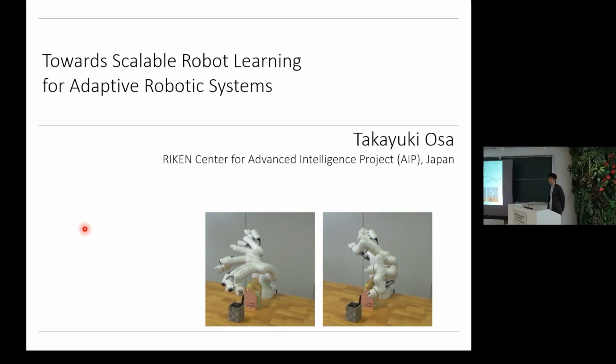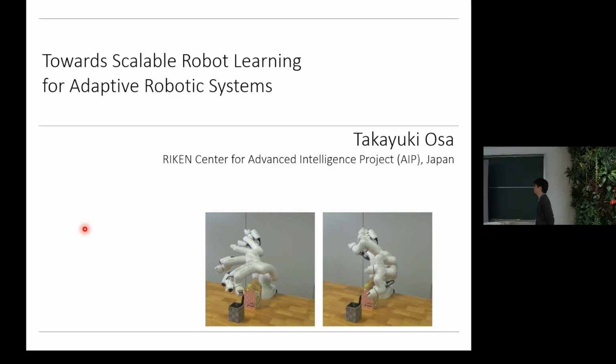Okay, thank you for the introduction. I'm Takayuki, the team director of the robot learning team at RIKEN-AIP. Today I will talk about what we are doing in our team recently.